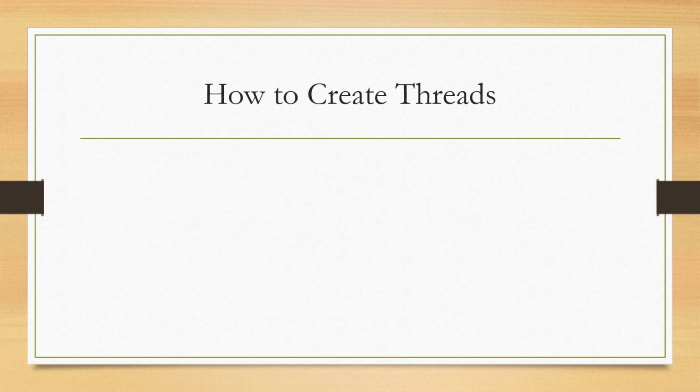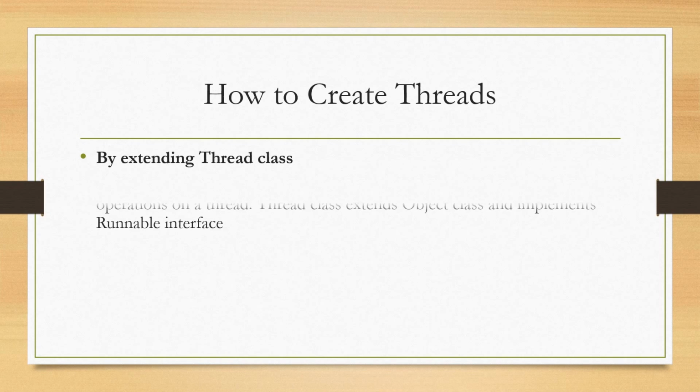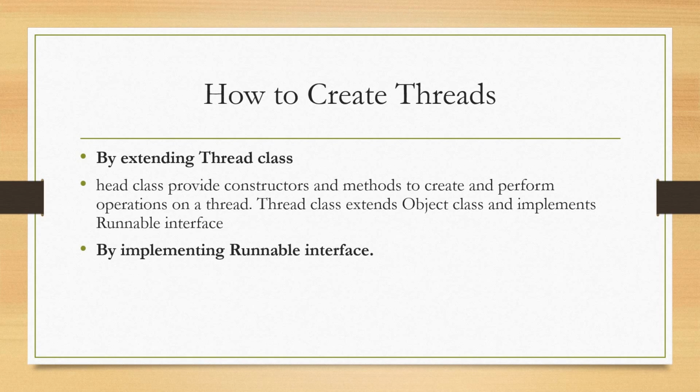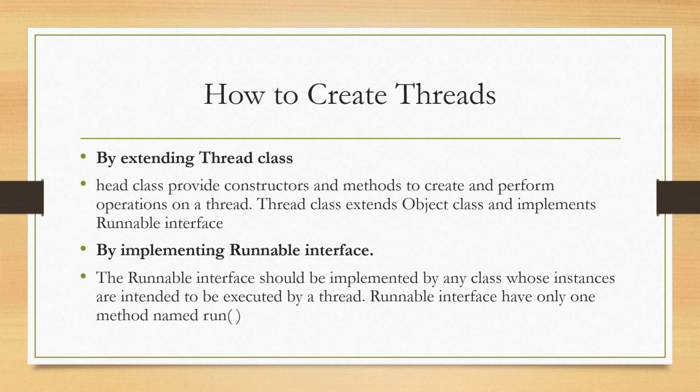Next. So how do we create threads? You can create a thread by extending the Thread class, and you can create threads by implementing the Runnable interface. Let's look at the Thread class first. The Thread class provides constructors and methods to create and perform operations on a thread. I will give you an example. First, let me give you an explanation of the Runnable interface. The Runnable interface should be implemented by any class whose instances are intended to be executed by a thread. The Runnable interface has only one method, named run.